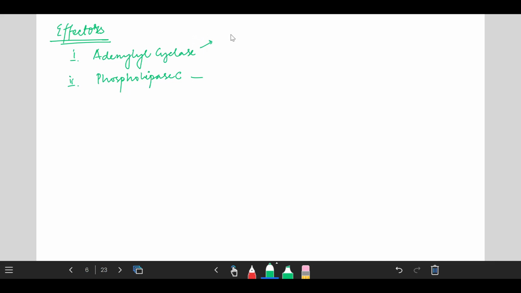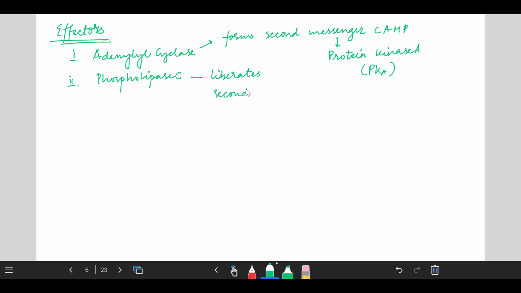Adenylyl cyclase forms the second messenger, cyclic AMP, which activates protein kinase A, or PKA, and phosphorylation occurs. And phospholipase C liberates second messengers like DAG and IP3. This DAG activates protein kinase C type, and IP3 stimulates the calcium release from the sarcoplasmic reticulum.